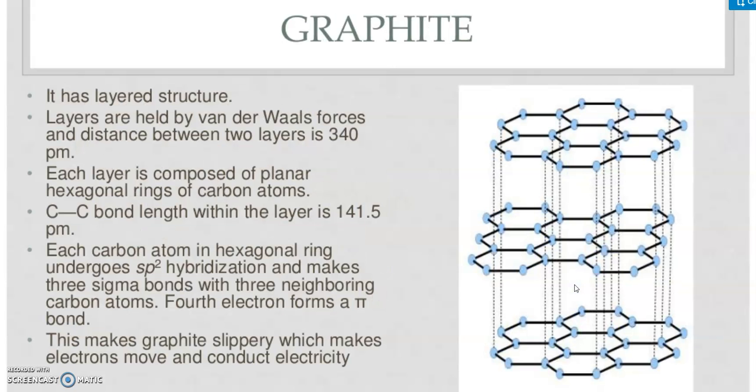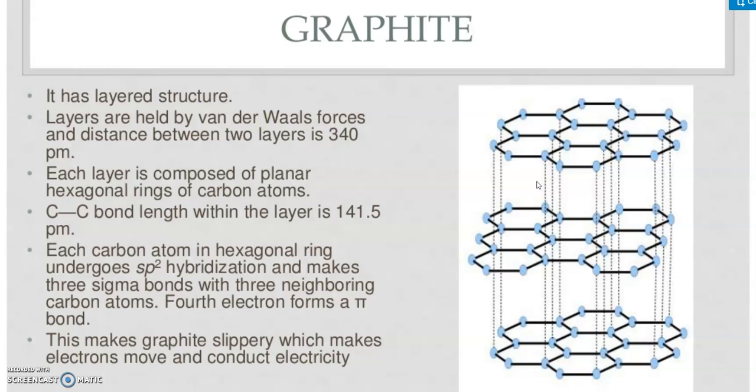Next one is graphite. Graphite has a layered structure. These layers are held by weak van der Waals force. Here you can see the weak van der Waals force. The distance between two layers is 340 picometer.